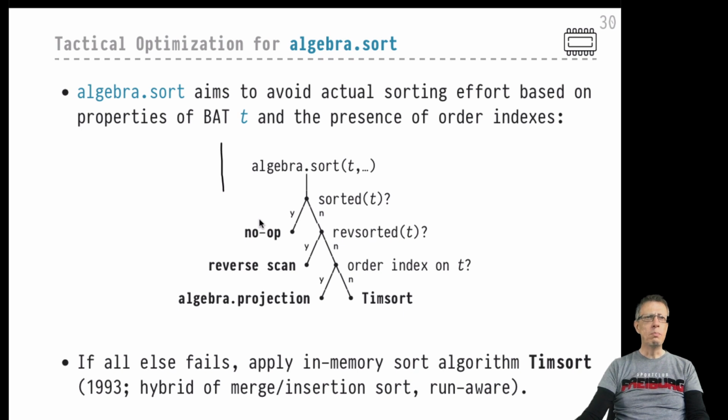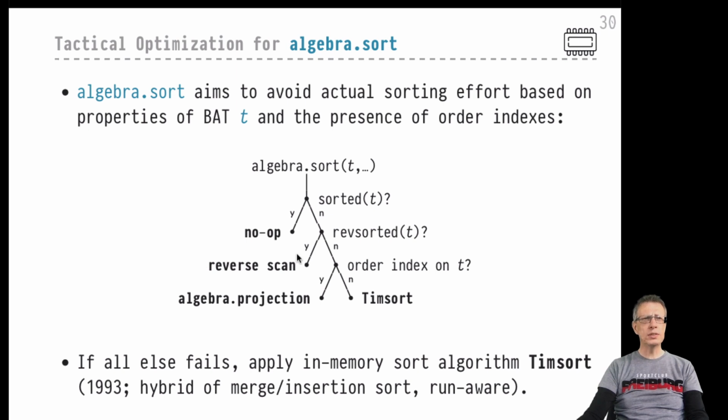Maybe the T BAT is reverse sorted, so it is sorted in descending order. If algebra.sort is to produce a BAT in ascending order, then we can perform a reverse memory scan of the tail values in the T BAT to produce the desired output in ascending order. And this again is something that would be much cheaper than the actual sorting operation.